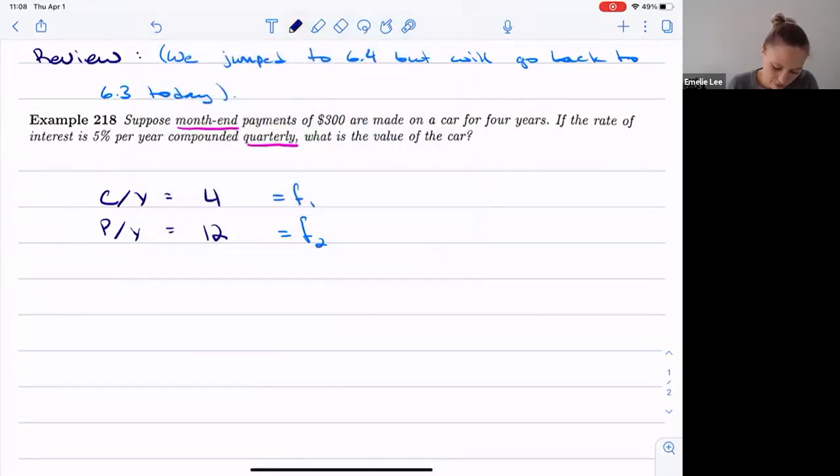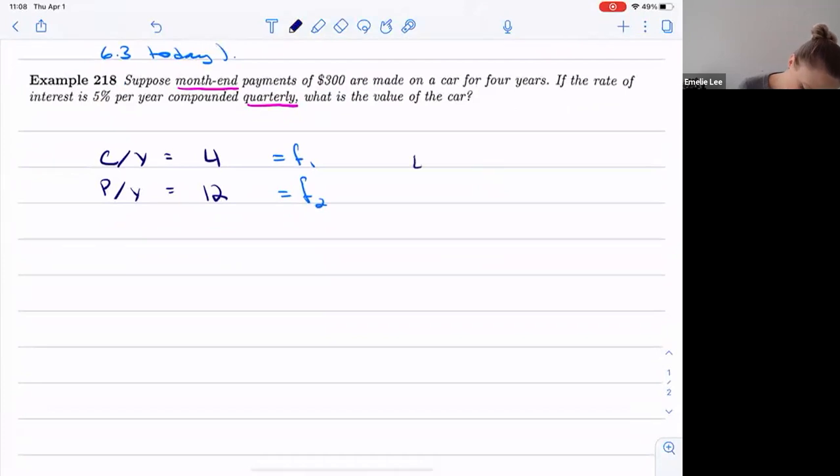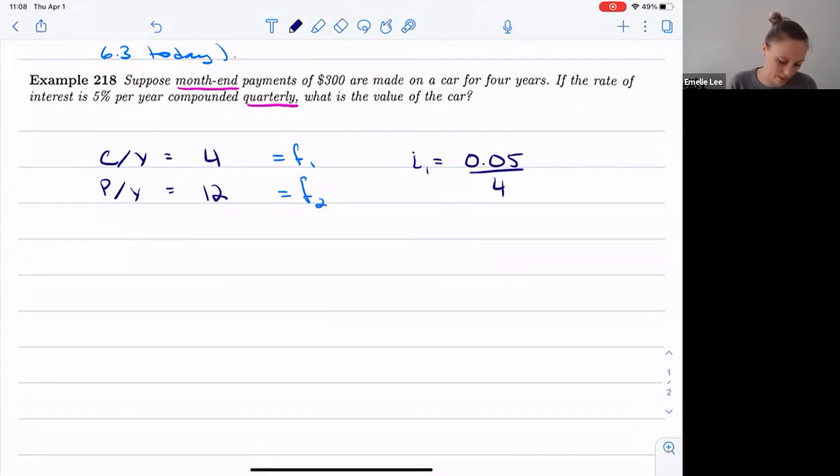So we also have that I1 is the current periodic interest rate, which is 0.05 over 4. 0.05 over 4 is 0.0125. Okay. So now I want to adjust that to be a monthly periodic interest rate.